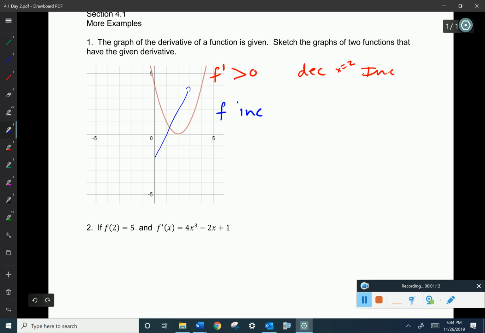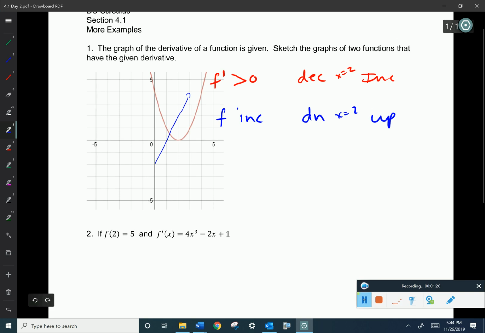So that means that the original function is going to go from concave down to concave up, and it's going to change right there at x equals 2. That's the last part of your magic chart. So not only is the original function increasing, but it's got to change from down to up at x equals 2. So somewhere along this x equals 2 line is where it's going to change from concave down to up. So maybe if I can give it a little bit of a curve there, it's concave down, and then it changes and it's concave up. So that might be a possible example of a graph of the original function.